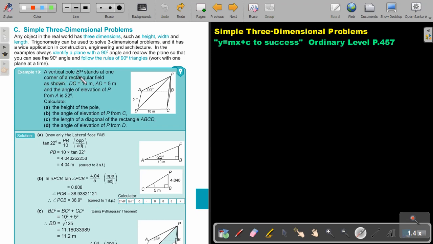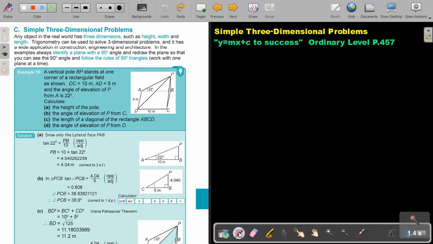A vertical pole BP stands at one corner of a rectangular field as shown. DC is 10 meters, AD is 5 meters, and the angle of elevation of P from A is 22 degrees. Calculate the height of the pole. So we will take this plane, the one at the back. Take it out, there's the 90 degrees, and draw it so that you can see the 90 degrees.